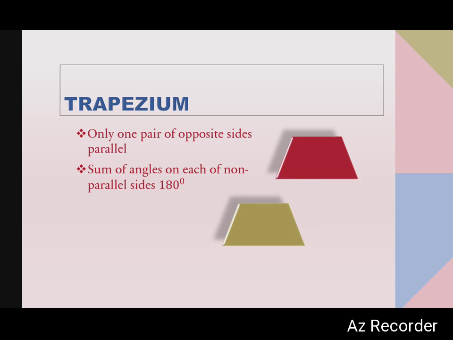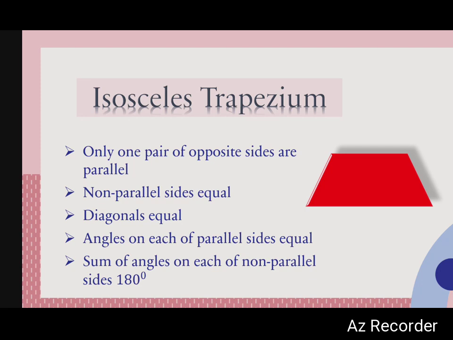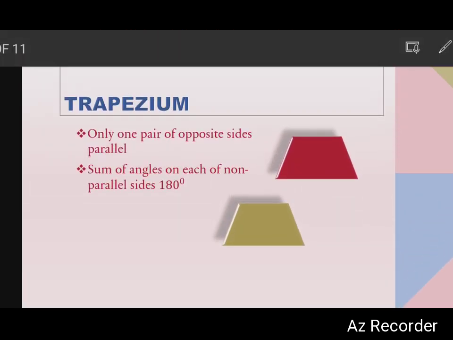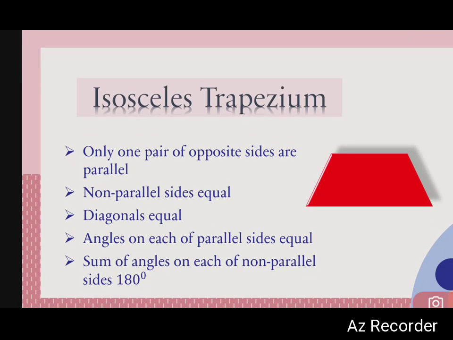Next is the isosceles trapezium. It is also a type of trapezium. Here only one pair of opposite sides is parallel. These two sides are parallel and the non-parallel sides are equal. That is, this side and this side have the same length. If this is A, this is also A, and the diagonals are equal. These two diagonals are equal in the case of an isosceles trapezium.